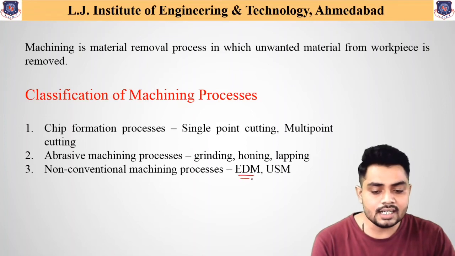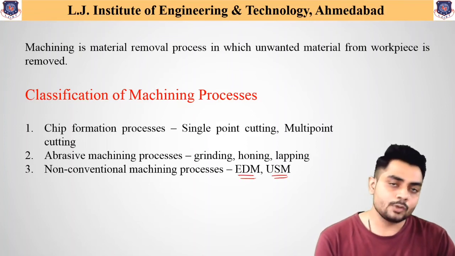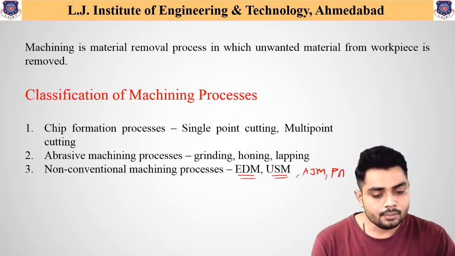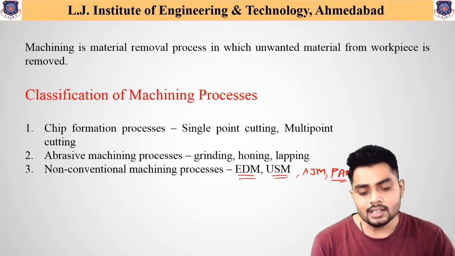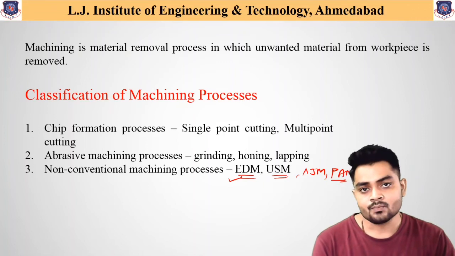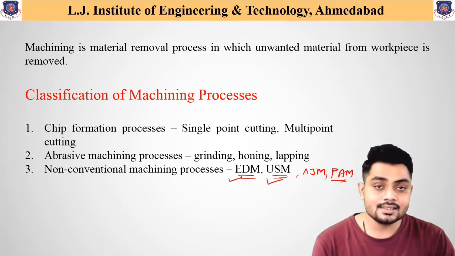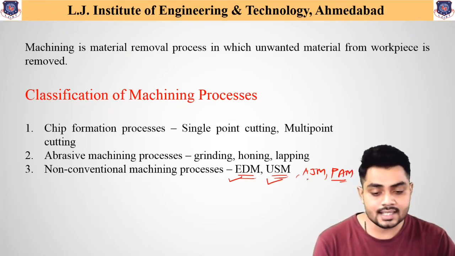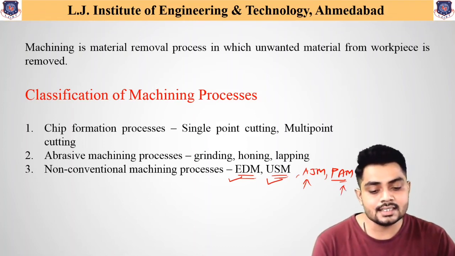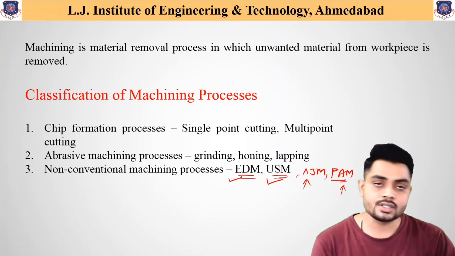There are some examples. It may be an EDM process or a USM process. There are certain other processes available, maybe an AJM process, maybe a PAM process. EDM is the electro discharge machining process. USM is the ultrasonic machining process. AJM means abrasive jet machining process, and PAM is the plasma arc machining process.